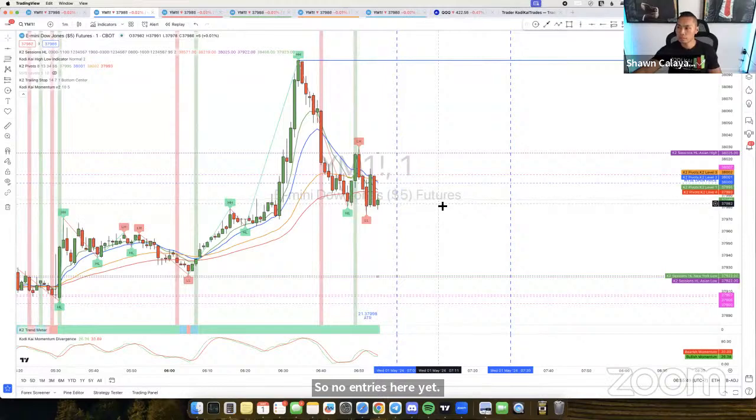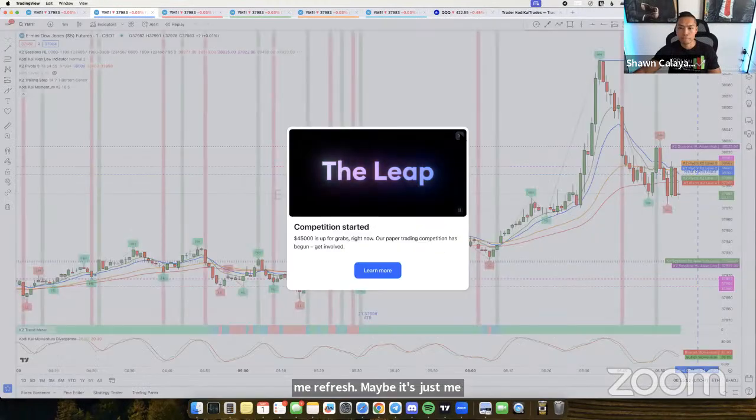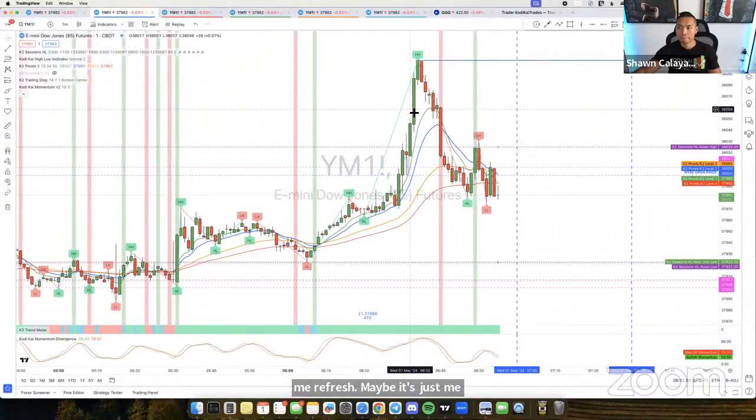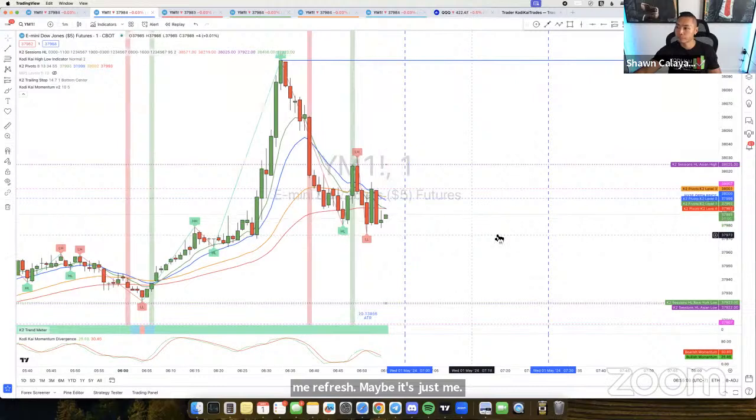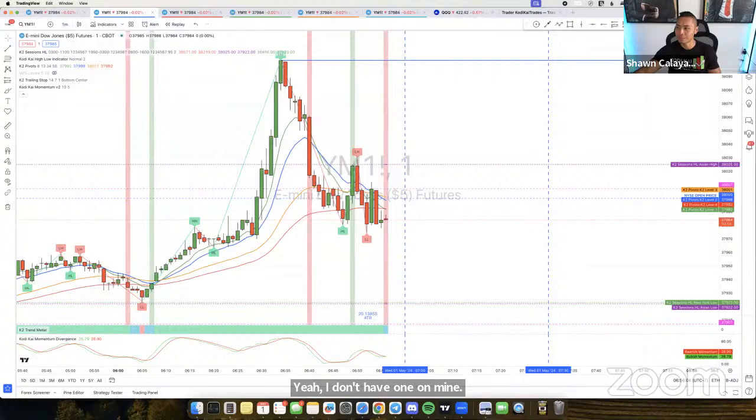Oscar said the sell signal closed for him. Kaner said it closed for him as well. Do you guys have it right here on this red candle? Here, let me refresh. Maybe it's just me. Yeah, I don't have one on mine. It happens sometimes. I don't know why that happens. It does happen sometimes to some people. Kaner has it, Oscar has it, Nick doesn't, and Rashida doesn't. I don't have it either.